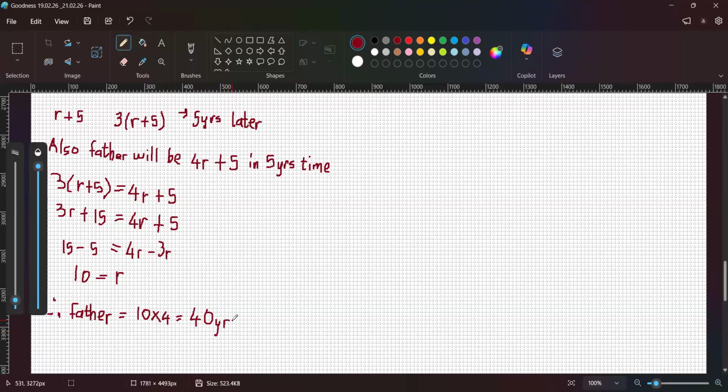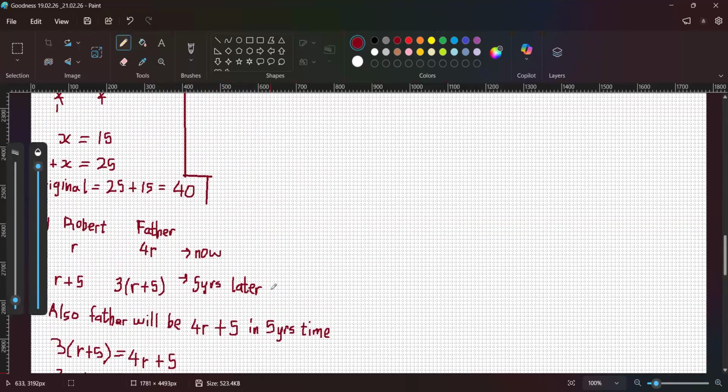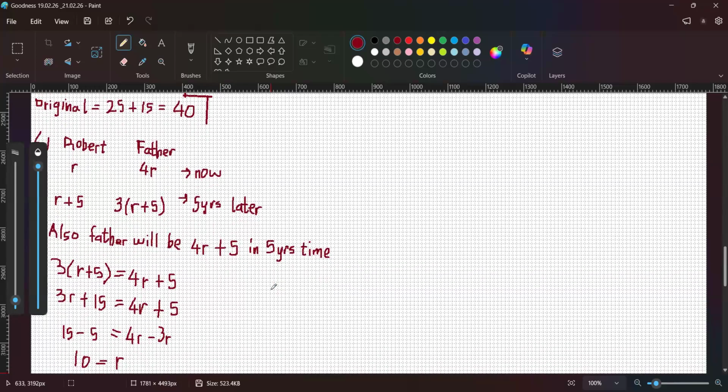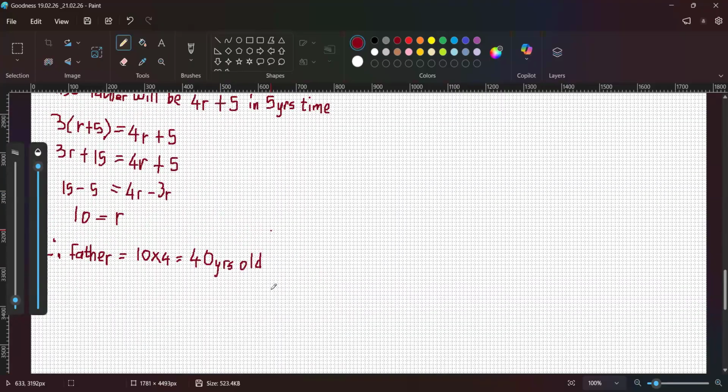So, all right. Any questions on this? No, sir. Now, I know you want to develop confidence and you are pretty much comfortable with how we are working, but let's try it out. 5 years later, Robert will be 15 years old. 5 years later, the father will be 45 years old. And you can see that 45 is actually three times 15, which means our answers are correct.